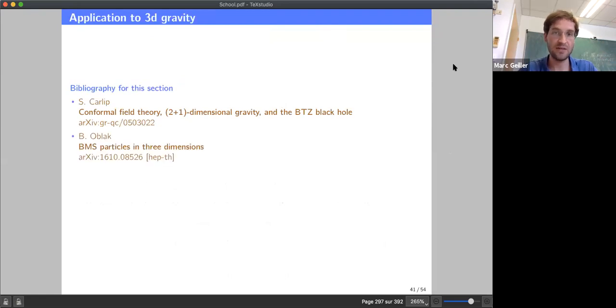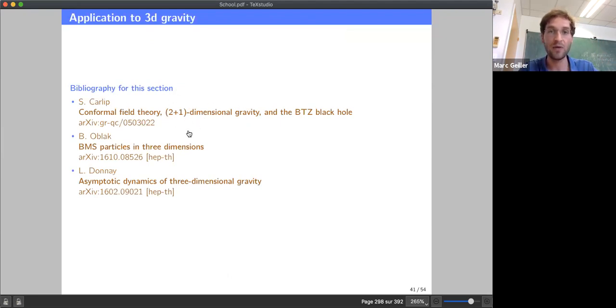Okay, so this ends this section on 3D gravity. So I give some references here. This reference by Carlip is just some generalities on 3D gravity and also the link with conformal field theory, which unfortunately we could not cover. Also the relationship with the BTZ black hole, which we described a bit.